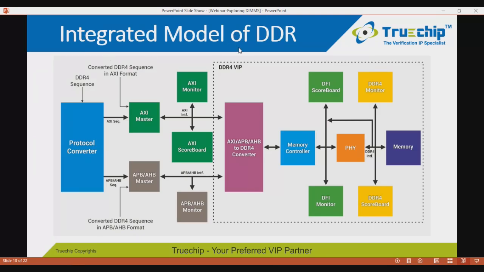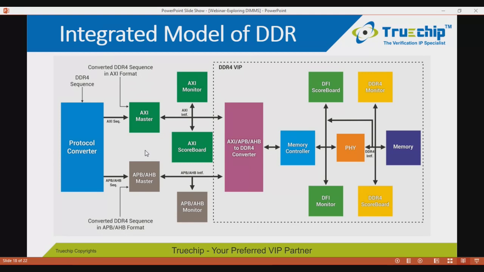The diagram shows the integrated environment. In the integrated environment, the DDR VIP model has been integrated with AXI, AHB, and APB VIP models. This model depicts the real SOC model. There are two methods available in the integrated environment. The first one is the direct method. The second one is the sequence converter method.